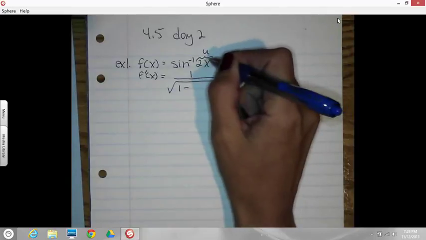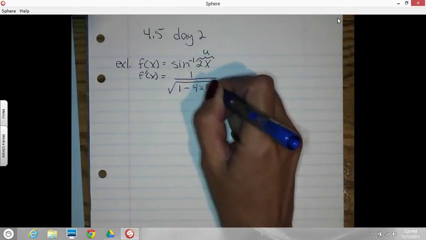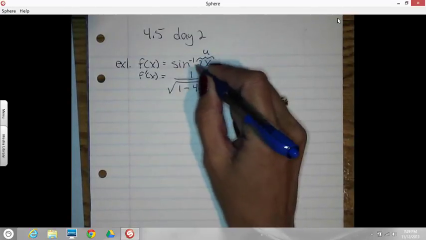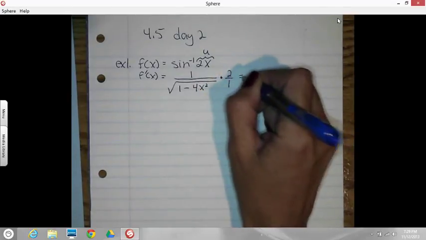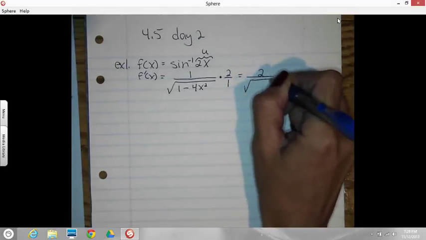So I'm just going to take the time to square both parts of it now, so that'll be 4x squared. And then all of this is times u prime, and the derivative of this is a 2. So really all I need to do is slide the 2 on the top, and it's good to go. 1 minus 4x squared.